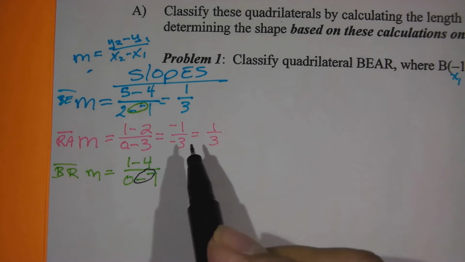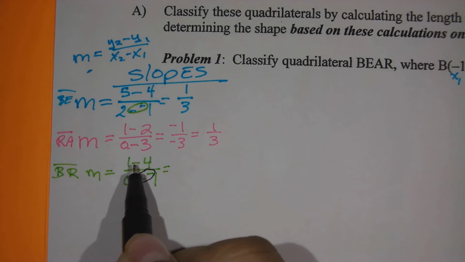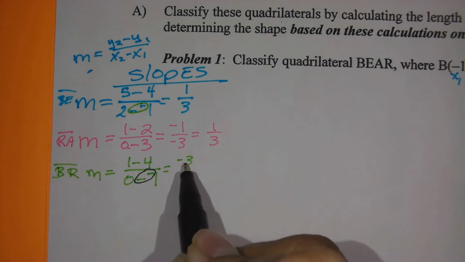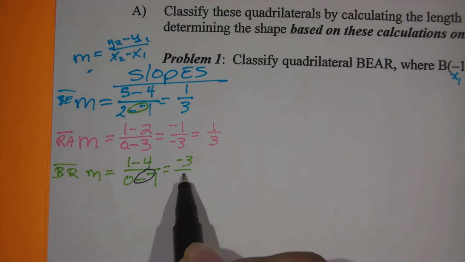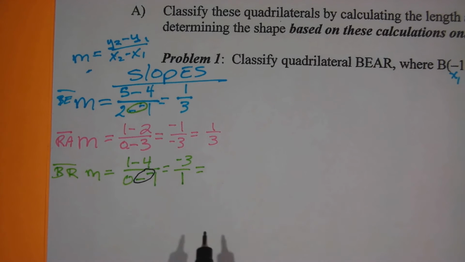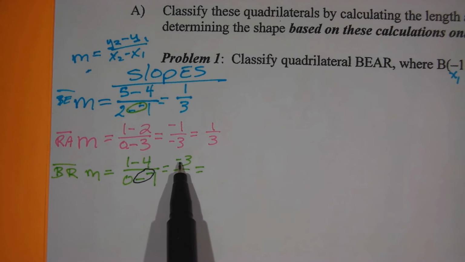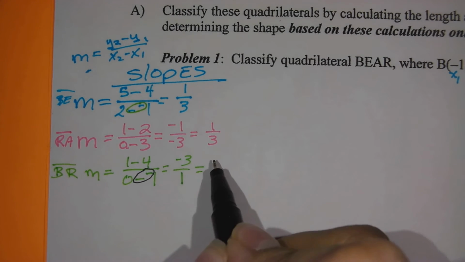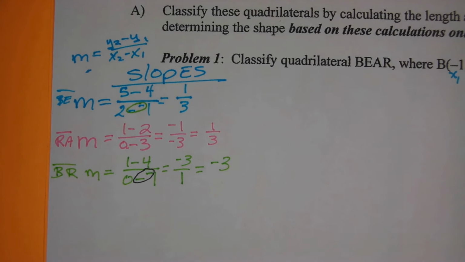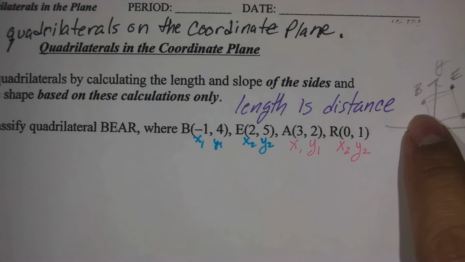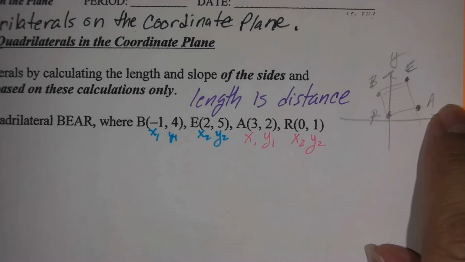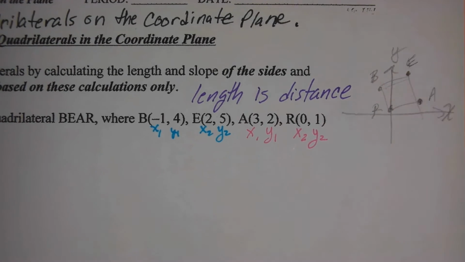All right, so 1 minus 4 is negative 3. And then 0 plus 1 is 1. Well, I can divide this guy out. So negative 3 divided by 1 is negative 3. Okay. That's another one down. Last one. The one that looks like it's parallel is EA. So I'm going to do EA now.